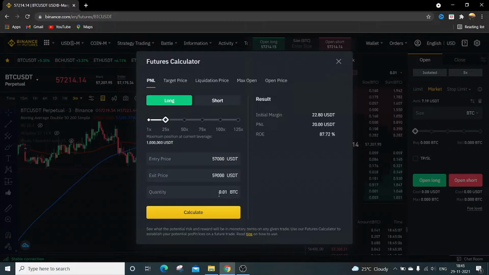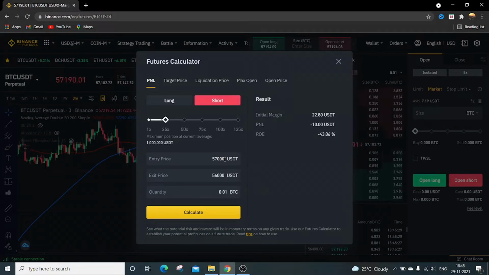If I change this exit price to 56,000 and everything remains the same, then I click on calculate, it is showing me a loss. PNL is showing minus, which means it is a 43% loss. So this is all about the long position.